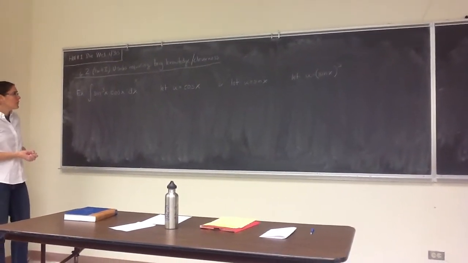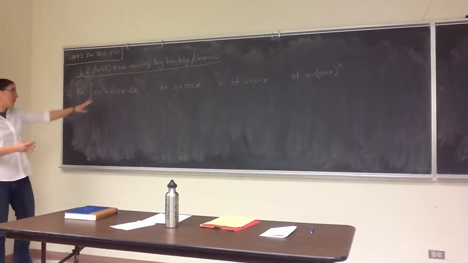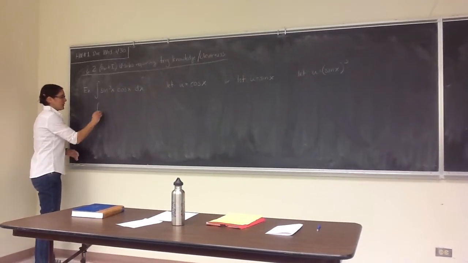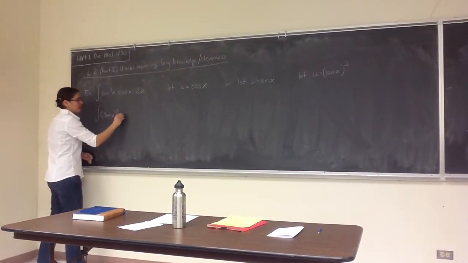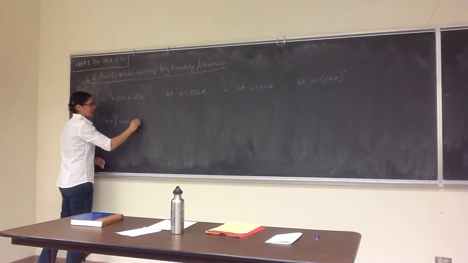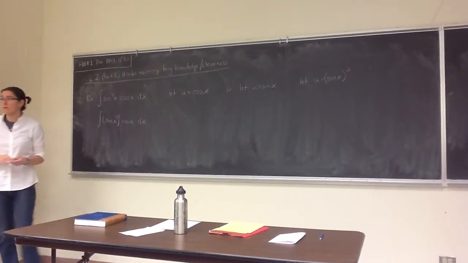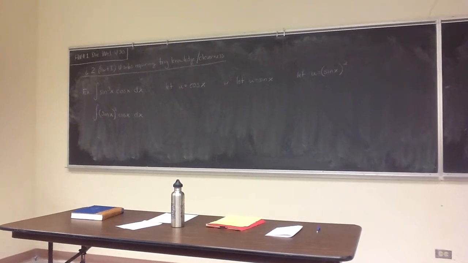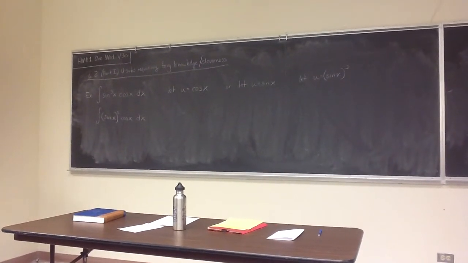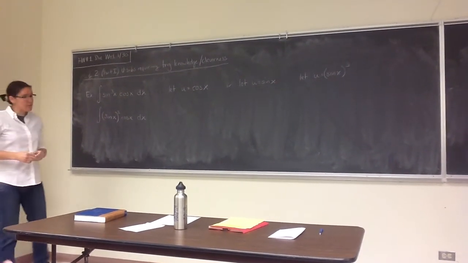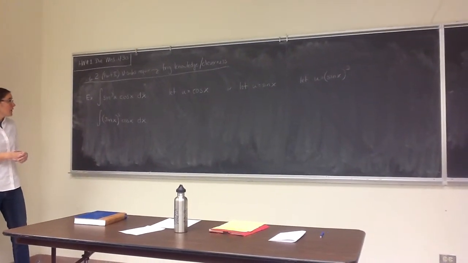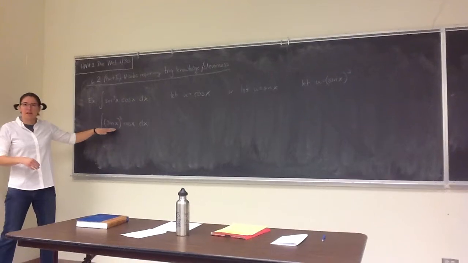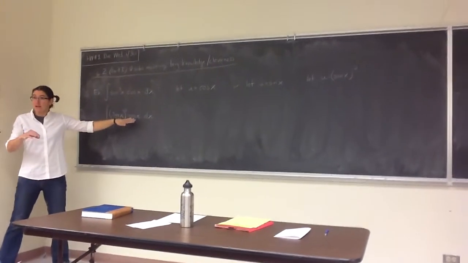So thinking about this problem, one thing that I might do right away is to rewrite sine cubed x as sine of x to the third times cosine x dx. Could you still break it up even more? It's sine squared x times sine x times cosine x? Absolutely, you could also do that as well.